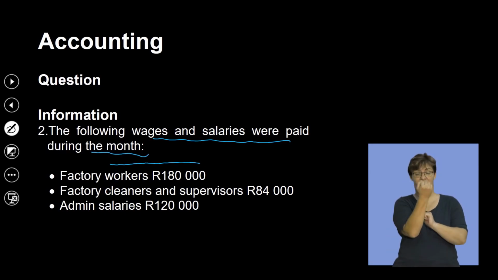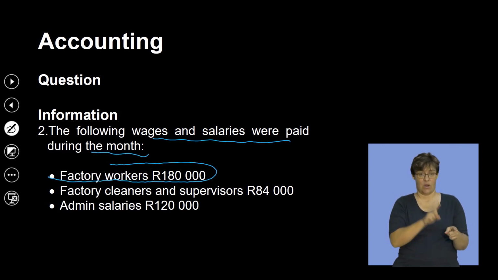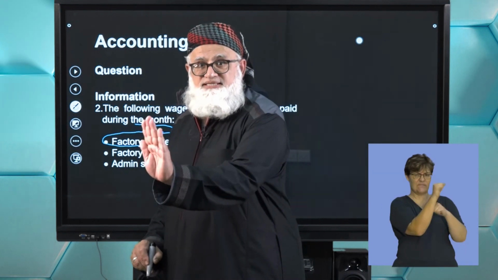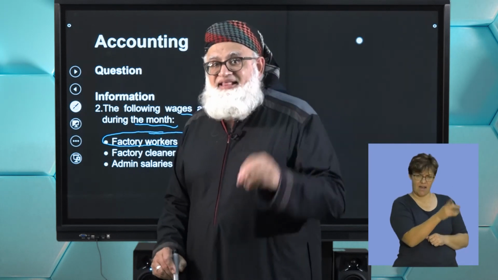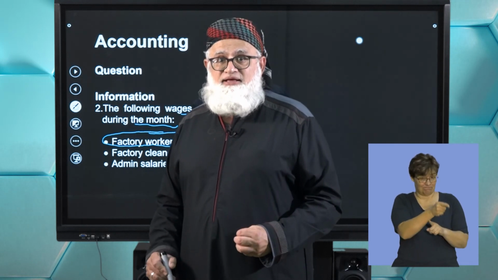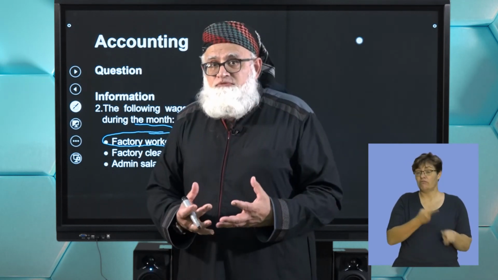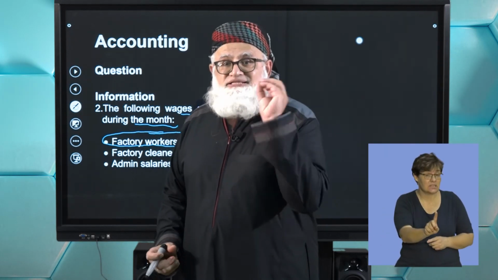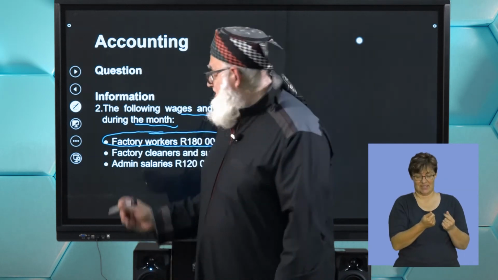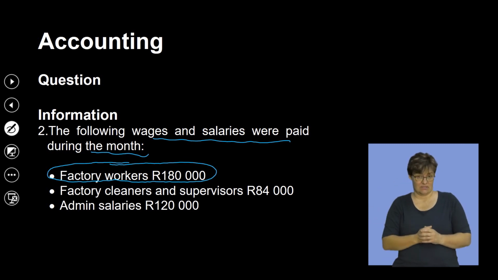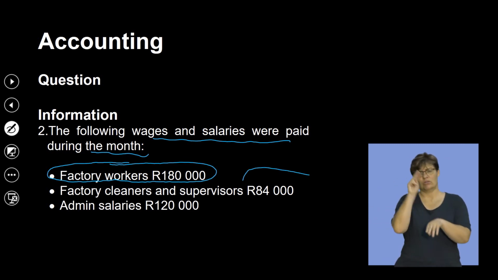Factory workers, 180,000 rand. So clearly, the moment you see the word factory workers, you immediately identify that figure as what? As your direct labor. Okay? So, from this information, you are expected to extract, what are you looking for? The direct labor cost. In this case you can clearly see it was 180,000 rand. You also had factory cleaners and supervisors at 84,000 rand.